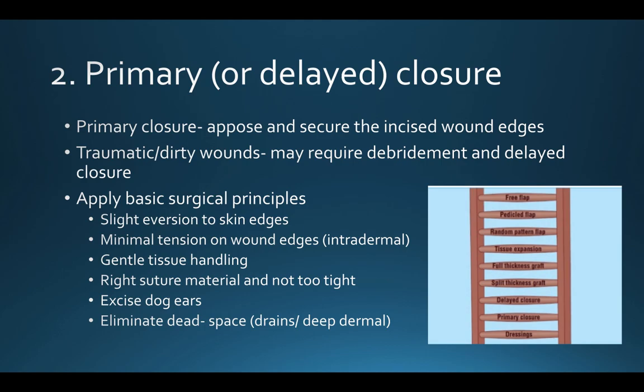So next we have primary or delayed primary closure. We all know about primary closure. You're just closing the wound with sutures. If patients have a traumatic or a dirty wound, they could require debridement and then delayed primary closure. And then there's just the basic surgical principles. So you want a slight eversion of the skin edges, minimal tension, gentle handling of the tissues, use the right suture material, make sure it's not too tight, excise any dog ears, and eliminate dead space with drains or deep sutures.